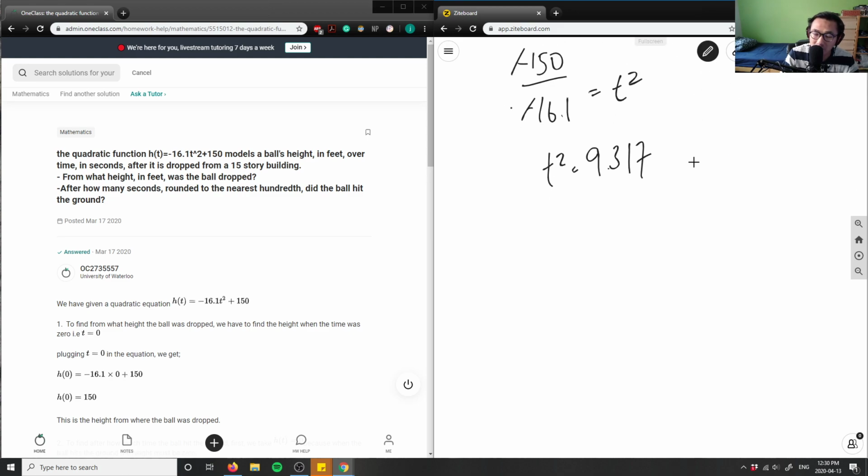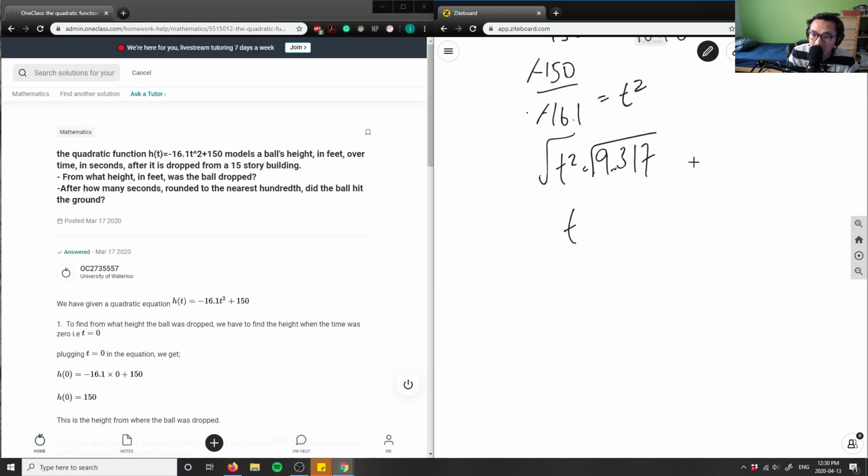Then what I can do is square root both sides to get t, right? T would equal the square root of 9.317, which would equal 3.05 as my answer. And this would be in seconds. So this here would be my time when the ball hit the ground. So after 3 seconds, my ball has hit the ground.